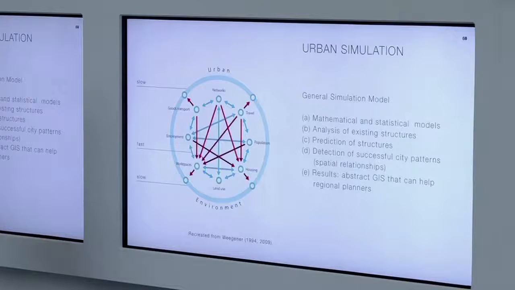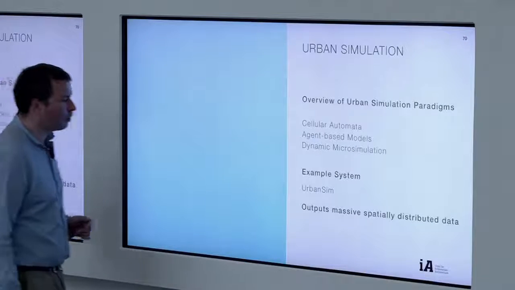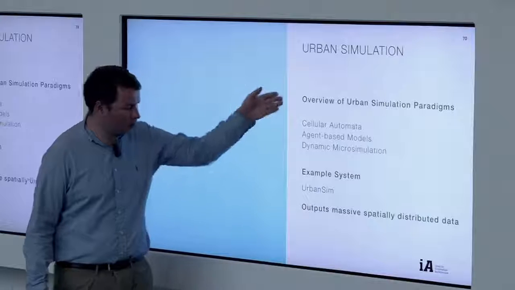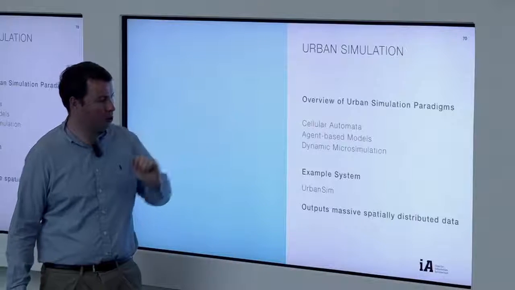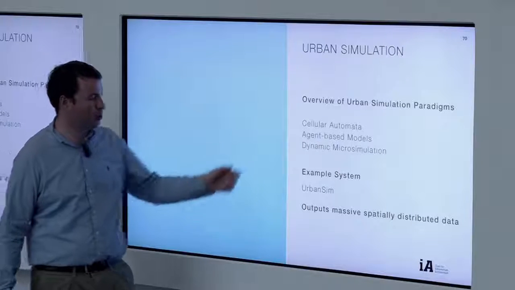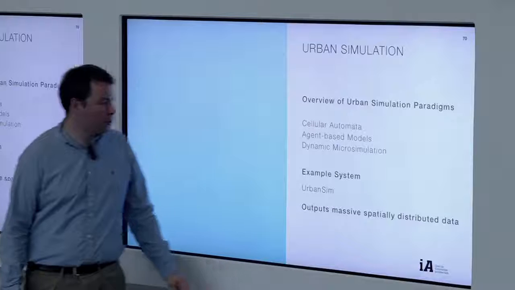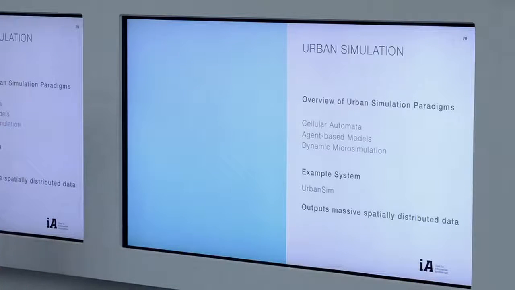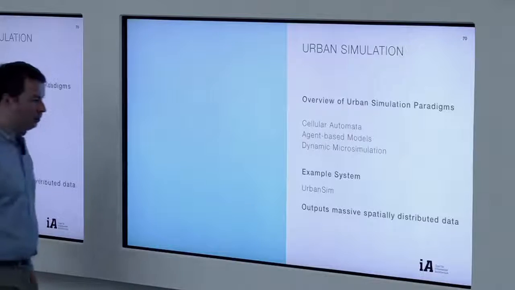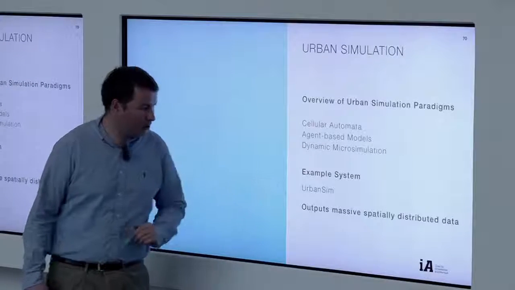So I already showed, I think, these three common techniques. We have the cellular automaton, you have the agent-based models, and last, which is the most evolved one, a dynamic so-called microsimulation. And a very nice example system for the dynamic microsimulation is UrbanSim.